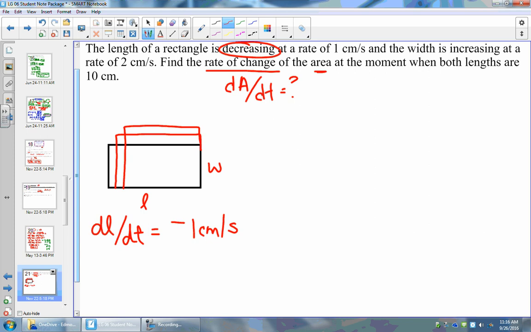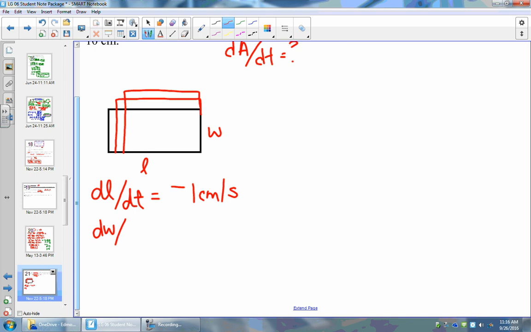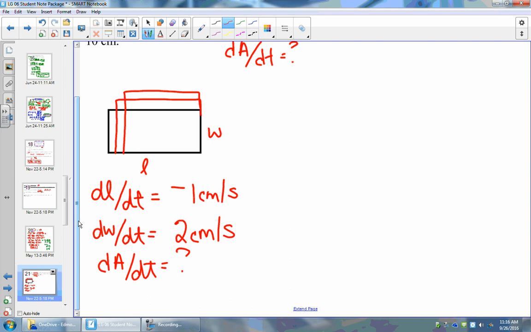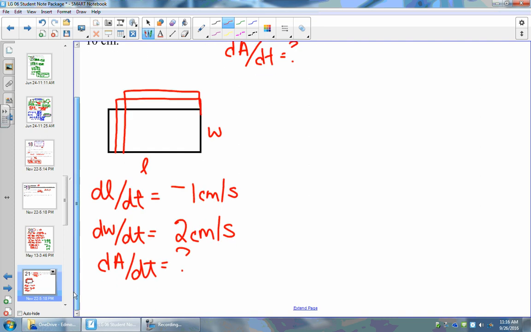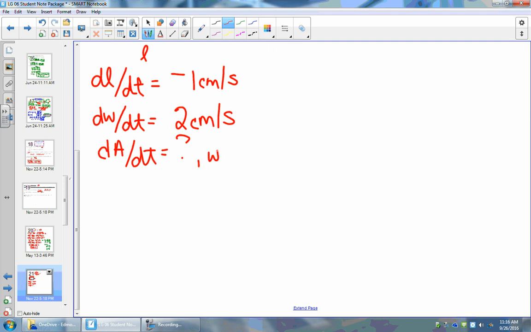Now the width is increasing, so our dw over dt, our width is increasing at a rate of 2 centimeters per second. So obviously that one's going to stay as a positive. And then underneath that, we're going to put dA over dt, and that's what we're looking for. It's saying find the rate of change of the area at the moment when both lengths, the length and the width, are each 10 centimeters. So I'm actually going to write that in here. When length and width equal 10 centimeters.